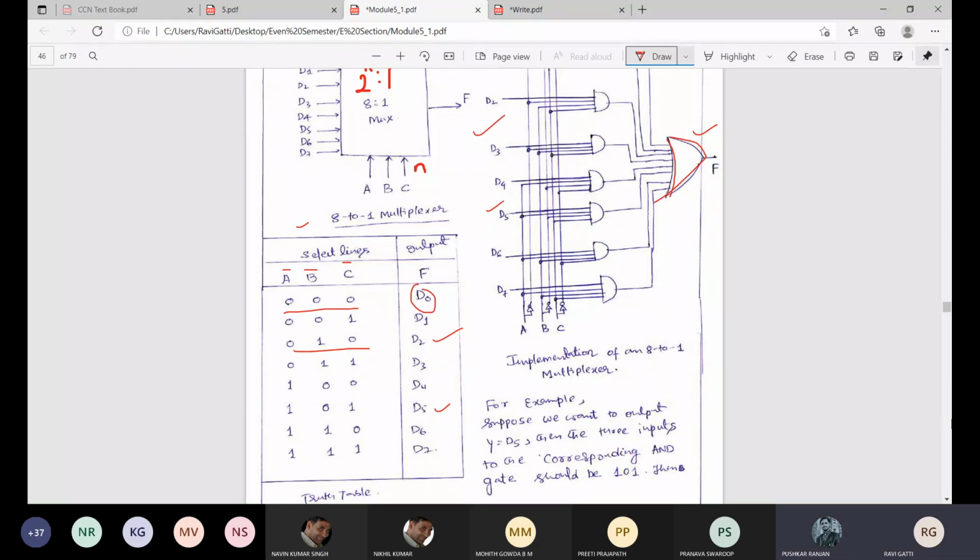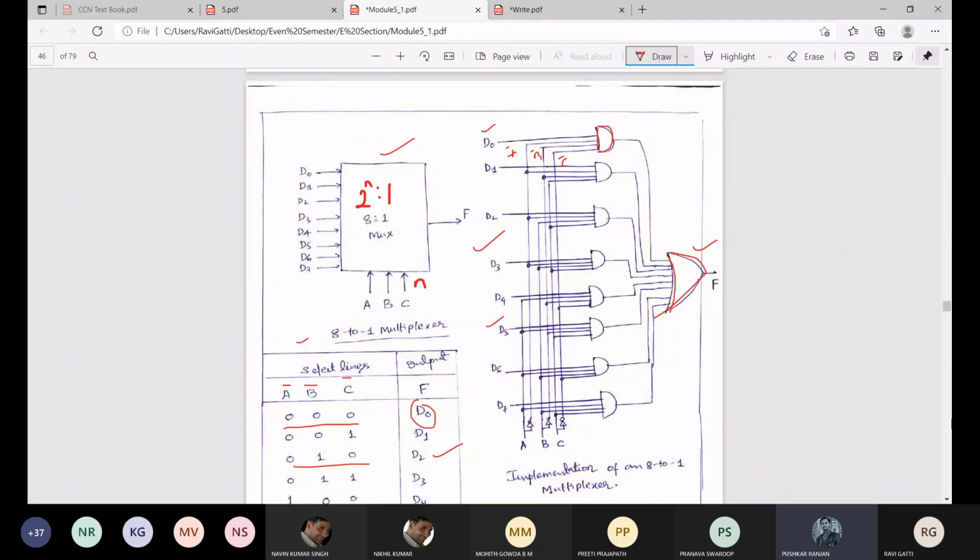Excuse me, sir. Can you please once again tell about the logic gates, how we have constructed that? Let's consider the first one. When the output is equal to D naught, this condition is A bar, B bar, C bar. So for this, I will be applying A bar, B bar, C bar. Along with that, I need to feed the D naught.